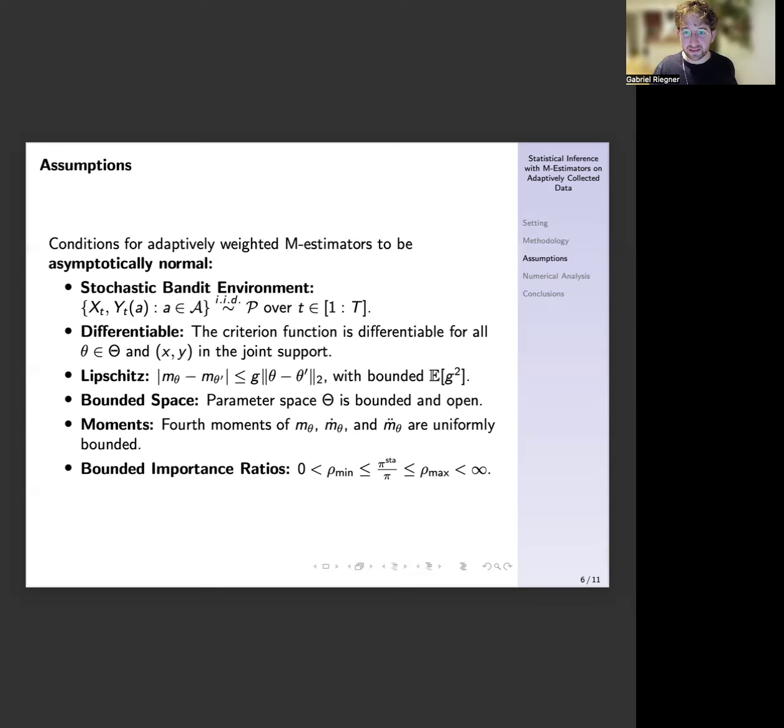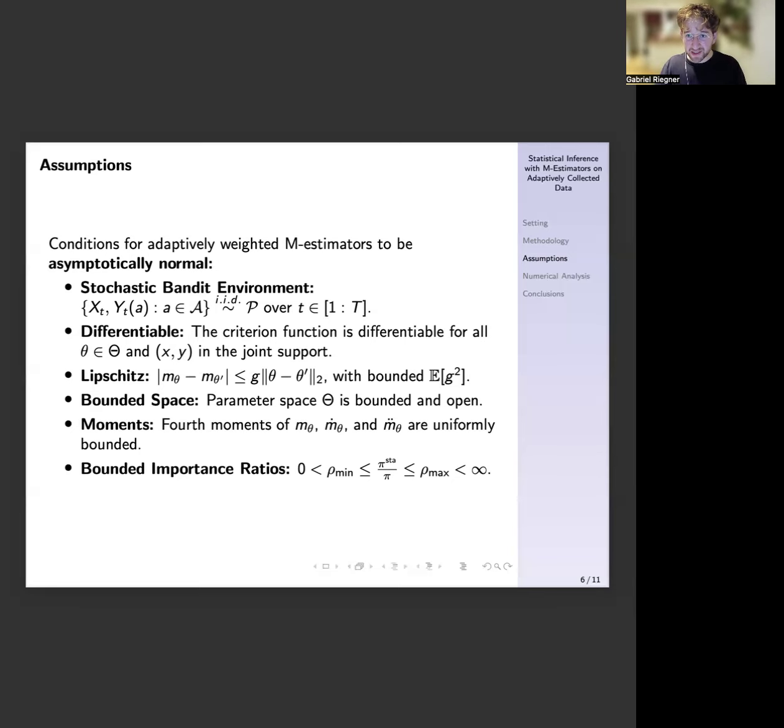Secondly, the criterion function needs to be differentiable with respect to the parameter theta. This criterion function must also satisfy a Lipschitz condition, ensuring that changes in the parameter value result in bounded changes in the criterion function. It's essentially putting a smoothness requirement on the criterion function. And this assumption helps control the variability of the estimator.